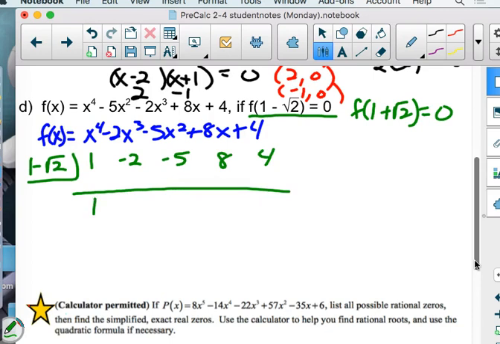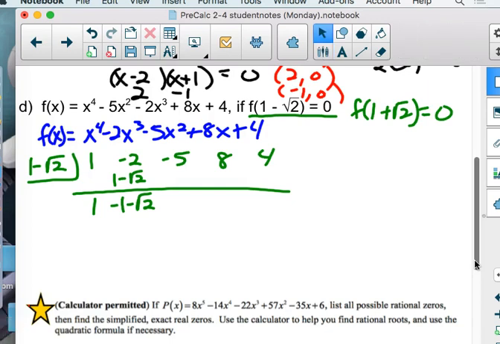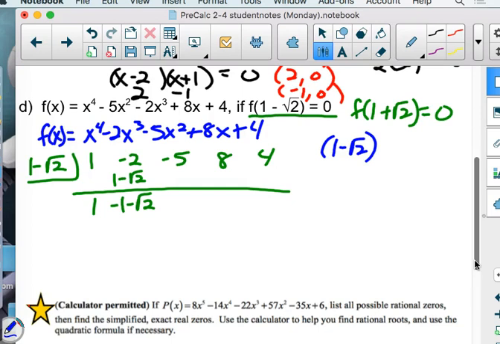You bring the 1 down, and you say, well, 1 times 1 minus the square root of 2 is 1 minus the square root of 2. And then we have -2 plus 1, so that'll be -1 minus the square root of 2, because we're only really combining like terms here. And then you have a little bit of scratch room over here where you say, okay, here's what I need. I need 1 minus the square root of 2 times -1 minus the square root of 2.